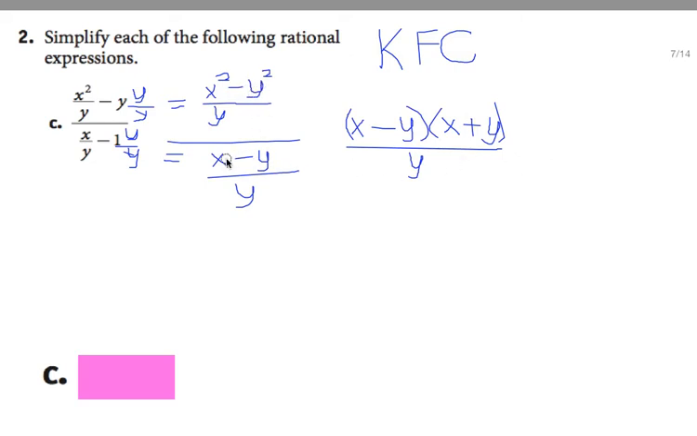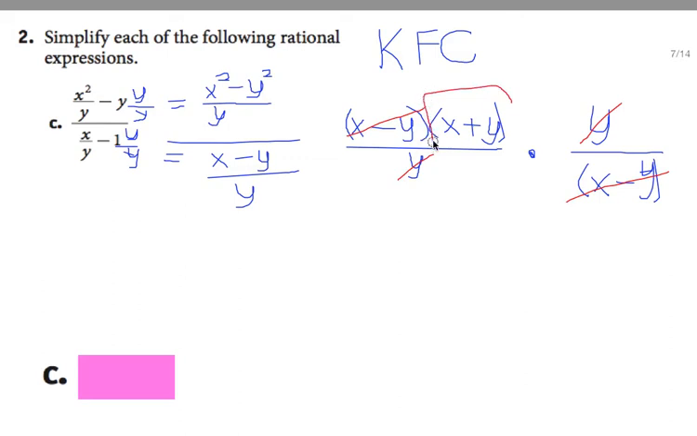Okay, then I'm going to flip this. I'm going to have a y up here, and I'm going to have an x minus y in the denominator. Okay, there we go. And then we're changing the division to a multiplication. Now I'm going to start canceling things out. This y is going to cancel out this y. This x minus y here is going to cancel out this x minus y here.